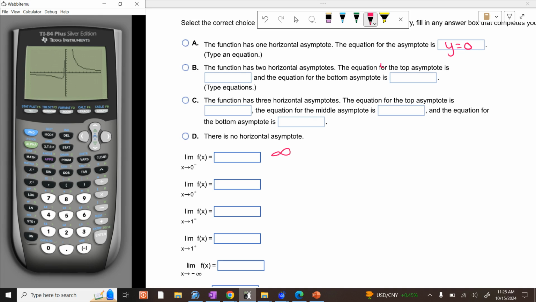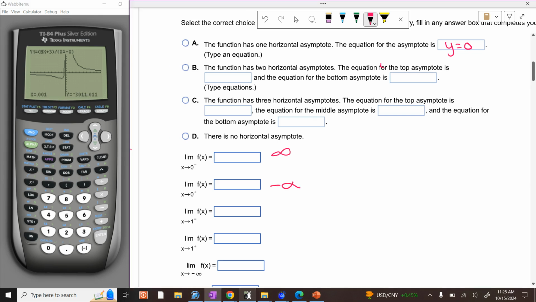Okay. So I'm going to have to use the trace feature at 0.1 and see where I'm at. At 0.1, I'm at negative 42.22. If I go to 0.0001, I'm at negative 3,000. So where is it going as I'm getting closer to 0 from the right side? Negative infinity.